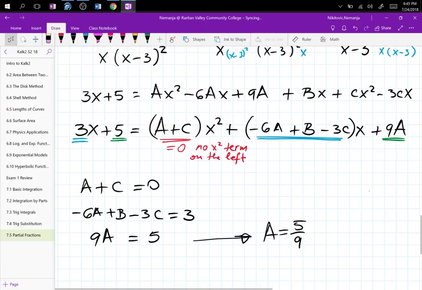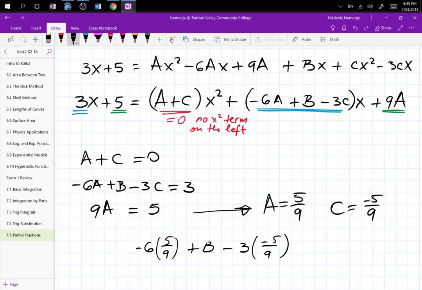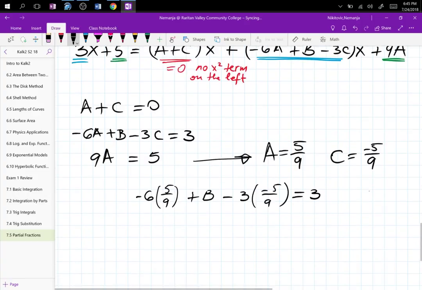As soon as a is 5 over 9, then c must be negative 5 over 9, because they have to add to 0 because of the first equation. And now I have my a, I have c, so I can find b easily from the middle equation. Negative 6 times 5 over 9 plus b minus 3 times negative 5 over 9 is equal to 3. The only variable there is b, so we just have to work on that.